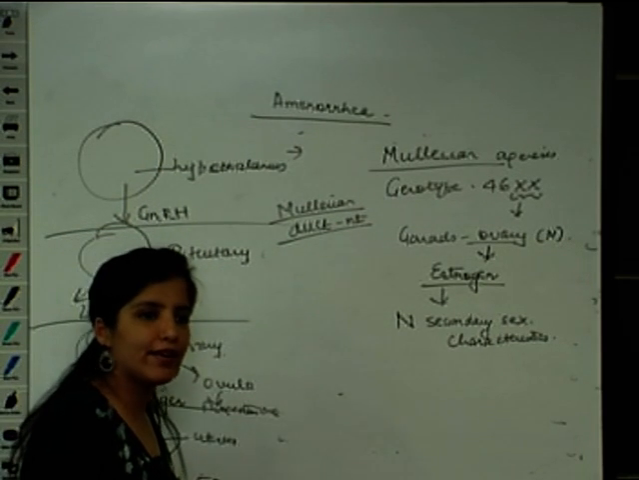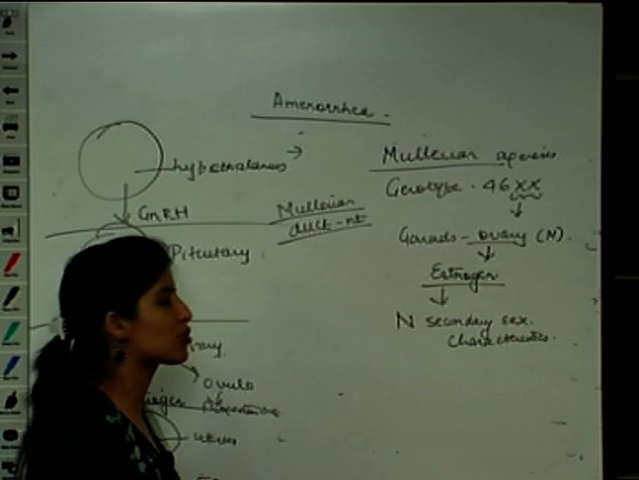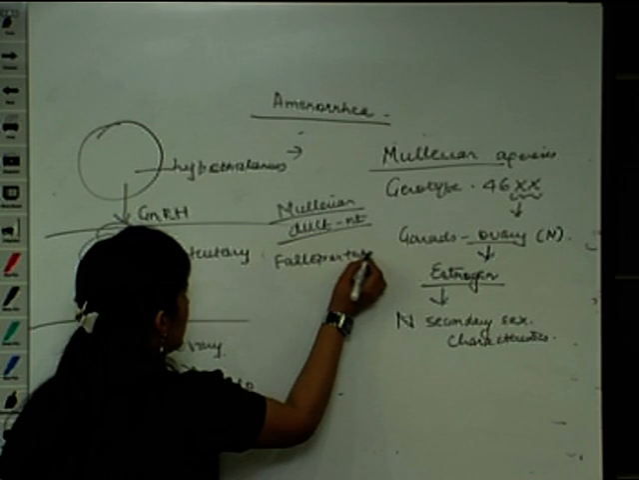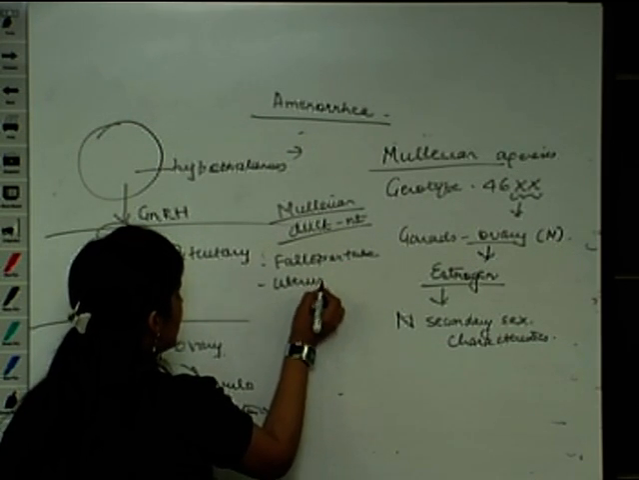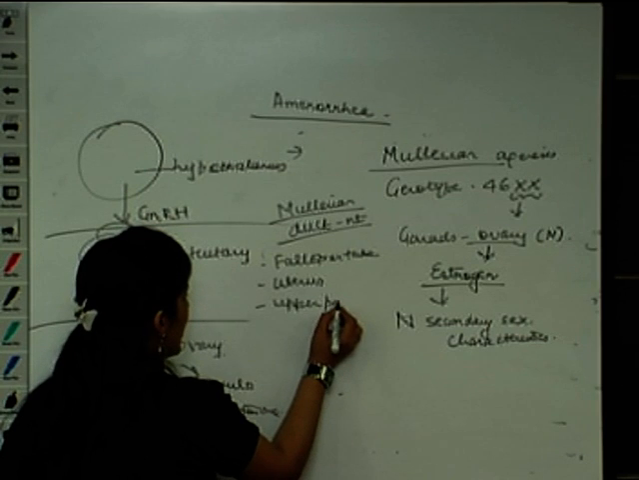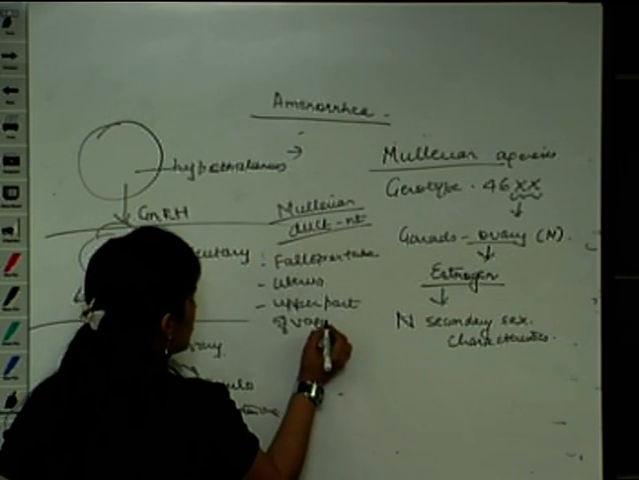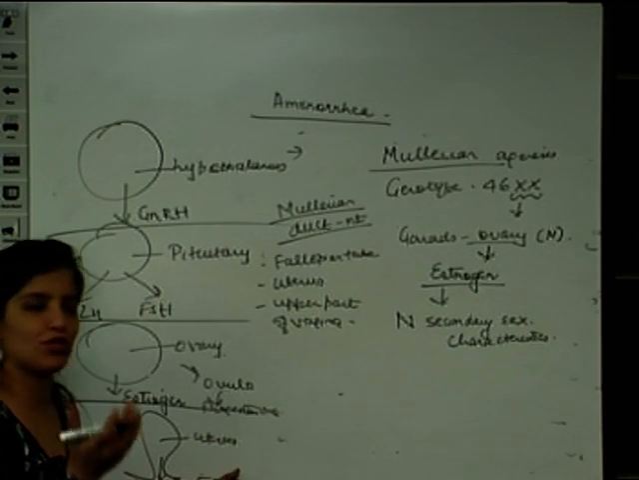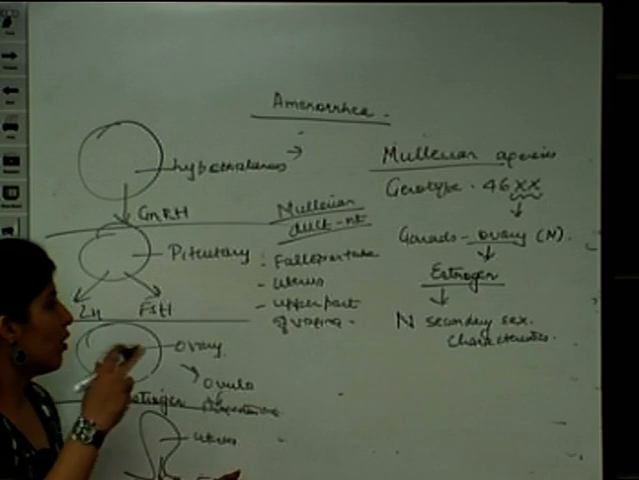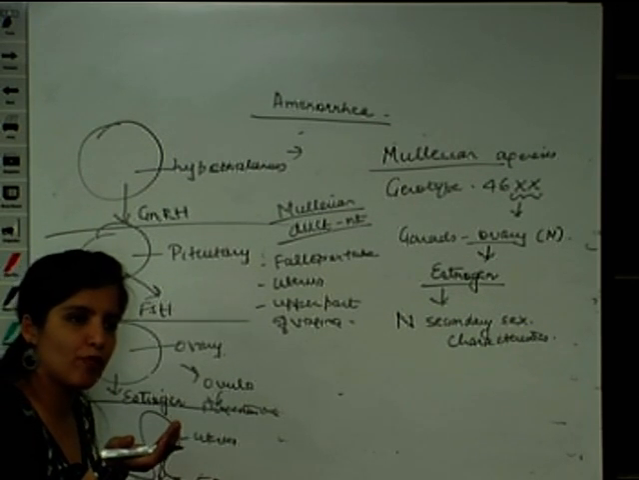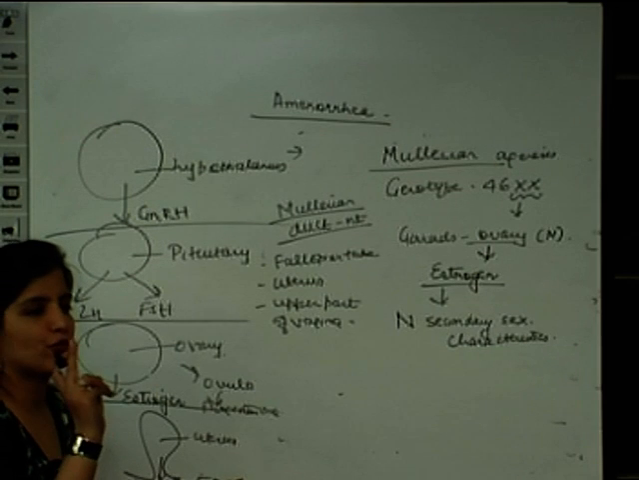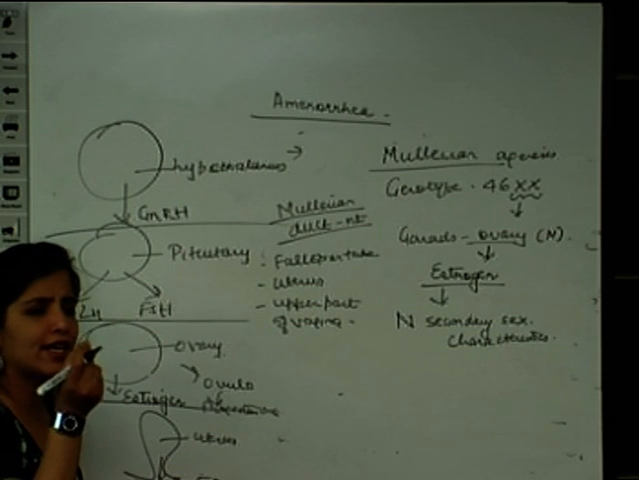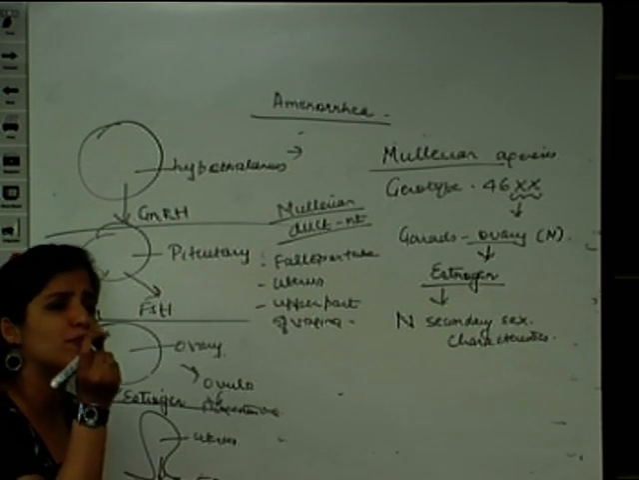Now because Mullerian duct is absent, and Mullerian duct is responsible for formation of fallopian tube, uterus and upper part of vagina, all these three things will be absent, and if there is no uterus, the female cannot menstruate. Now where is the lower part of vagina formed from? The lower part of vagina is formed from urogenital sinus. Therefore in these females, vagina is like a small blind pouch.